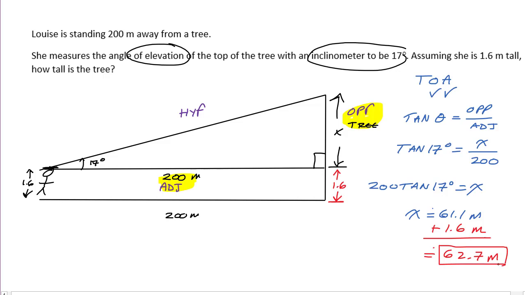This is a really common one you'll see, where someone is measuring from the top of their head, and you just draw the triangle from that spot, and we just add their height at the end. Let's look at one final question.